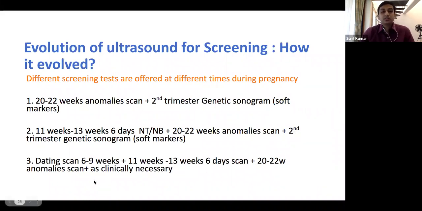Then over a period of time, he said that one more additional scan can be done, which is called the dating scan, between 6 weeks to 9 weeks, followed by the 11 weeks NTNB scan, plus an anomaly scan between 20 to 22 weeks. As clinically necessary, any other scans can be done. This is how it evolved. So now the standard practice is a dating scan between 6 to 9 weeks, an NT scan at 11 weeks to 13 weeks, 6 days, and an anomaly scan at the 5th month.